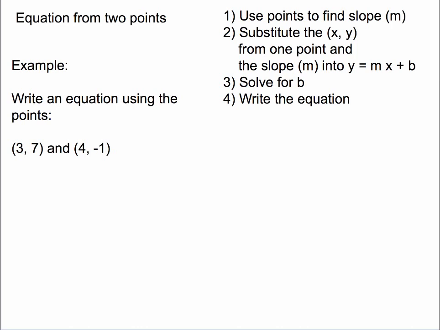Now we saw in the last examples how to write an equation, and we really used 2 points to write the equation, but one of those points was the y-intercept. Now we're going to try to write an equation using 2 points where we don't know the y-intercept. So here's the process that we'll use. We'll use the points to find the slope, and then we'll take the x, y coordinates from one point and the slope and substitute for y, m, and x in the equation, solve for b, and then write the equation. It's kind of a lot of steps, so let's do them one at a time.